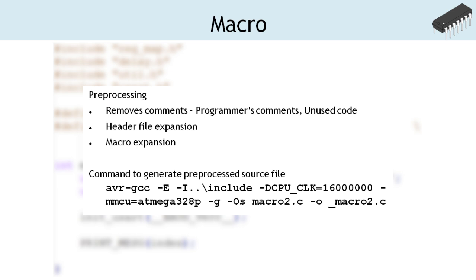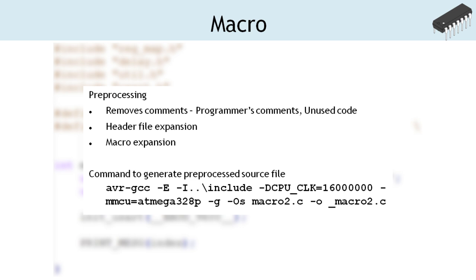The preprocessor carries out the pre-processing on the C source files and performs three major tasks. 1. It removes the comments in the source file. These can be comments to provide additional information or segments of the code which are no longer required.